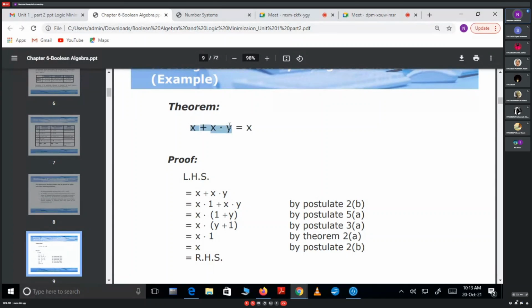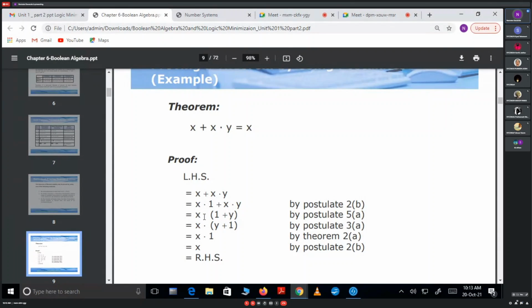This is the left hand side, LHS. The LHS is x plus x dot y. But x can be written, now this postulate is used. By postulate 2b, x dot 1 plus x dot y. x can be written as x equal to x multiplied by 1. This basic postulate at least you should know. Then you can calculate the remaining laws, or theorems. So x equal to x dot 1.